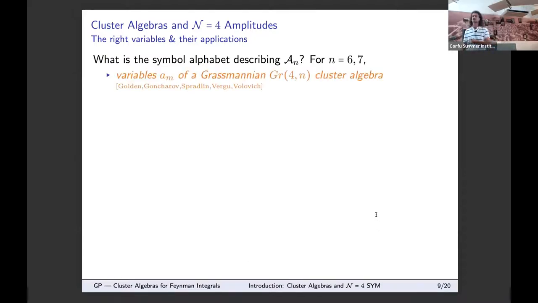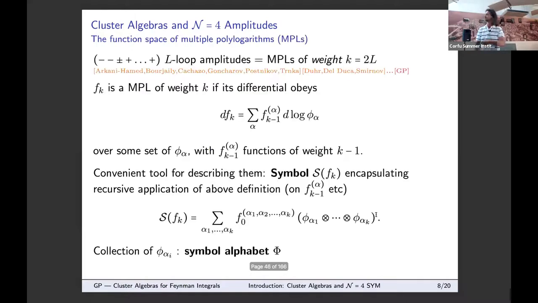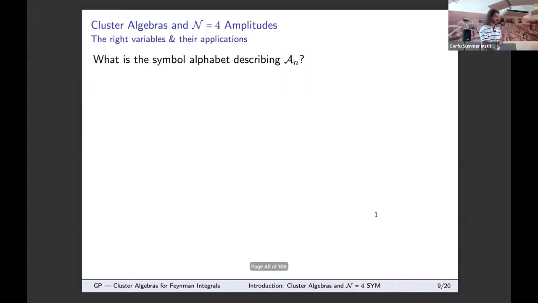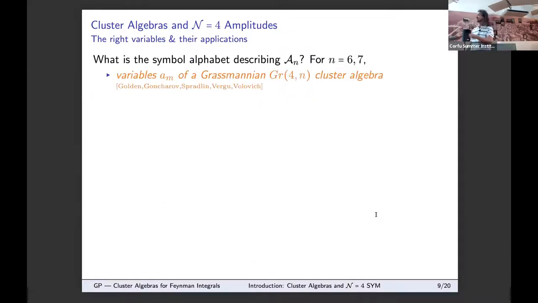And I was strongly motivated by the Brown group. It turns out that precisely this symbol alphabet of amplitudes in N=4 is given by Gr(4,n) cluster algebras. You don't need to know exactly what these are, but you already know, in fact, one of these examples. This is the A3 example I showed you. So you're already familiar with one example. Another one is E6, which is also finite.